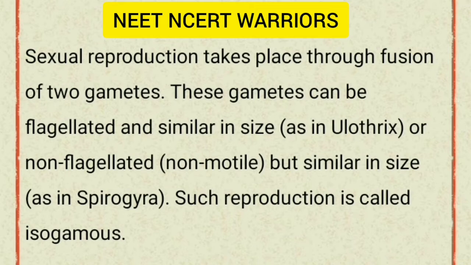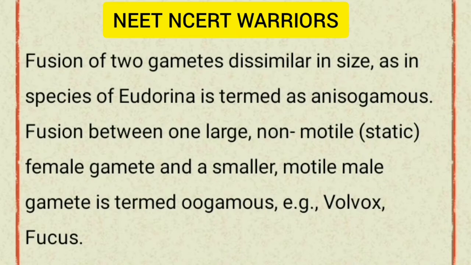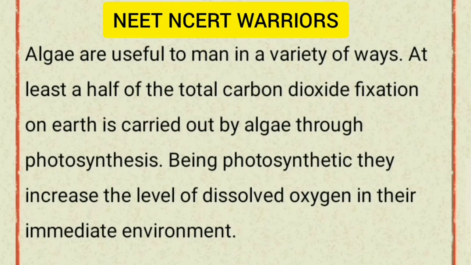Sexual reproduction takes place through fusion of two gametes. These gametes can be flagellated and similar in size, as in Ulothrix, or non-flagellated, non-motile, but similar in size, as in Spirogyra. Such reproduction is called isogamous. Fusion of two gametes dissimilar in size, as in species of Eudorina, is termed as anisogamous. Fusion between one large, non-motile, static female gamete and a smaller, motile male gamete is termed oogamous. Example: Volvox, Fucus.